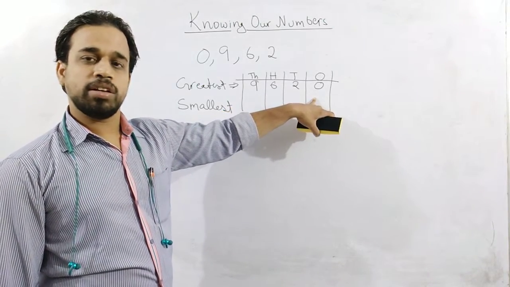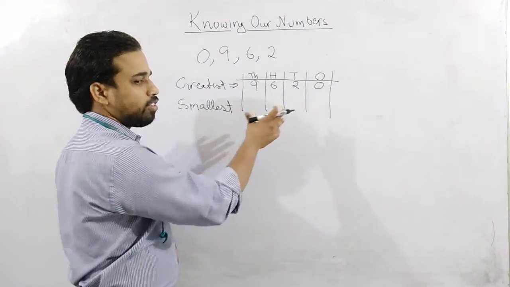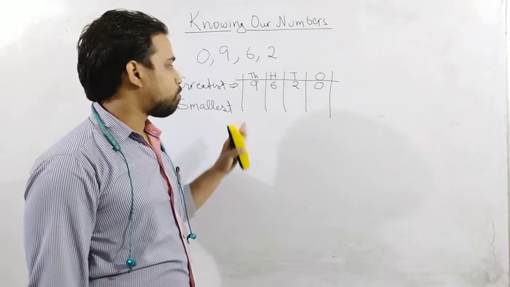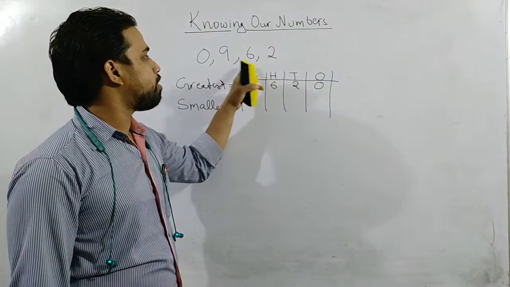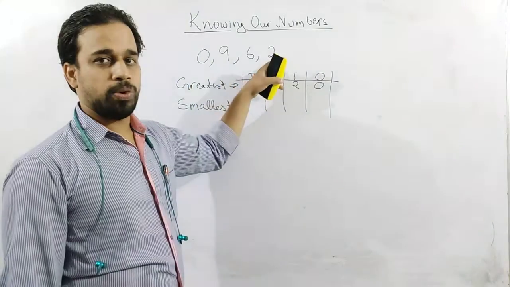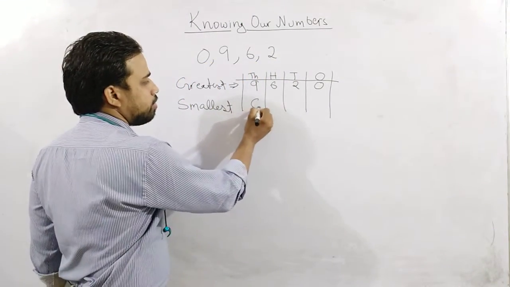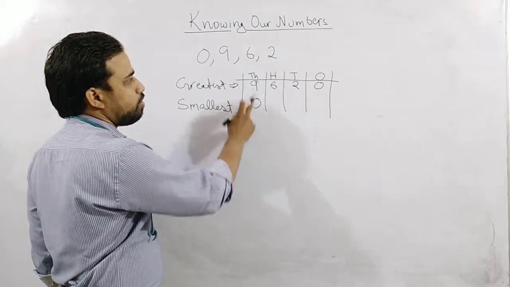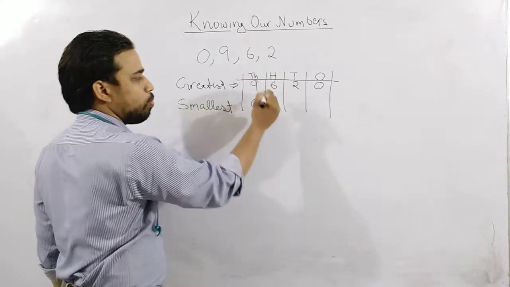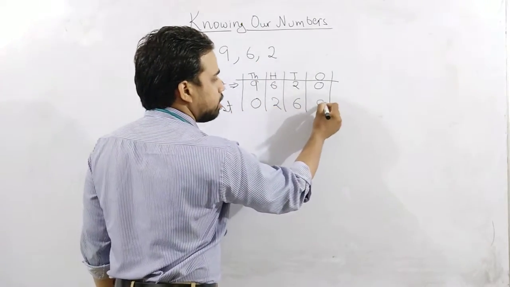Now let's make the smallest number. I told you earlier that we have to start from the left hand side. So from 1000 we will find out which number is the smallest. Which is the smallest? 0 or 2? 0 is the smallest number. So we will write 0. After this, which is the smallest among these 3? Come on. 2. Then 6. Then 9.